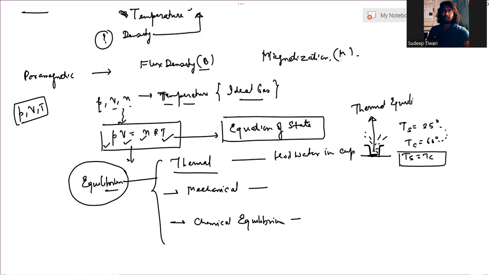Mechanical equilibrium, you all know from your standard 12th: if the net sum of the forces on the system or the net torque on the system is a null vector, then we say that the system is in mechanical equilibrium. So there are no unbalanced forces or torque. If there are no such unbalanced forces or torque, then the system is said to be in mechanical equilibrium.